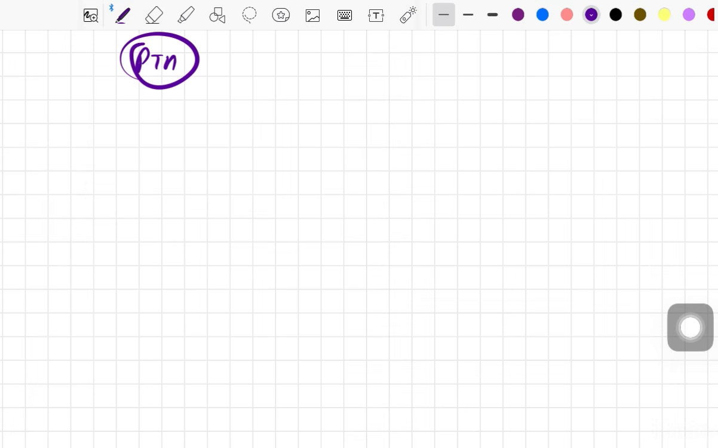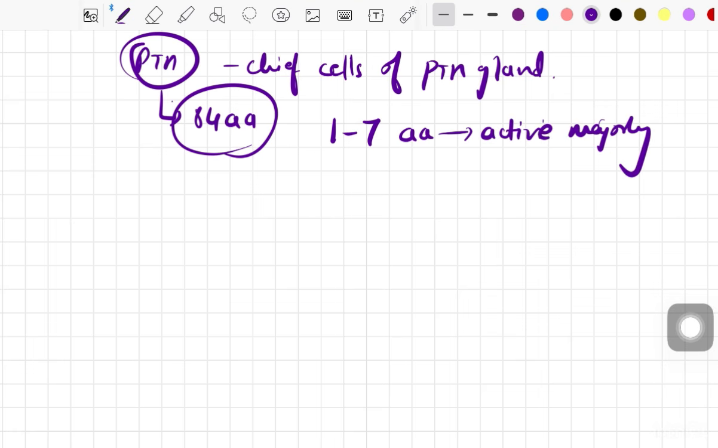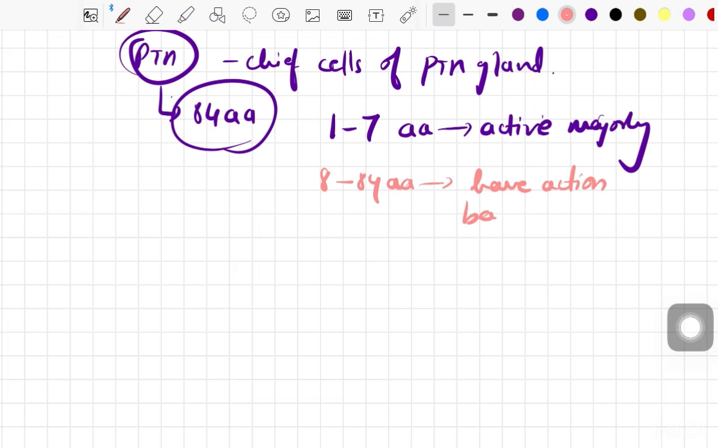PTH is parathyroid hormone, which is secreted from the chief cells of the parathyroid gland. This PTH is an 84 amino acid compound, which includes the 1 to 7th amino acids, which are the major active ones, while the remaining 8 to 84 amino acids have action based on 1 to 7.